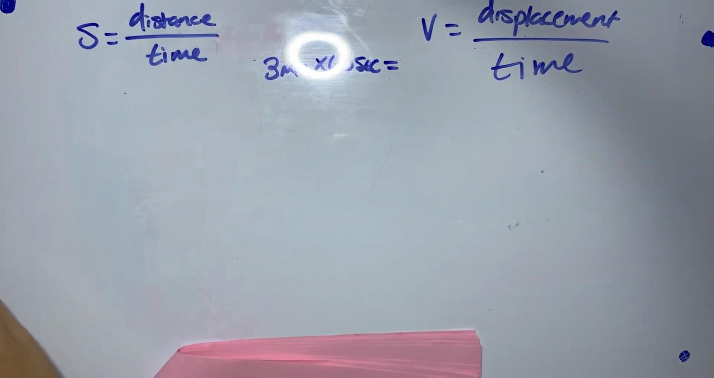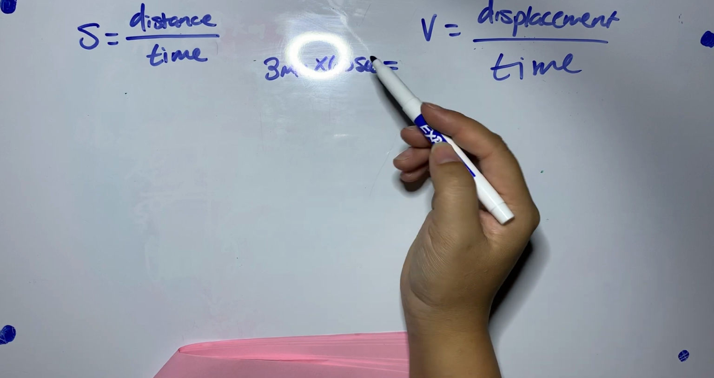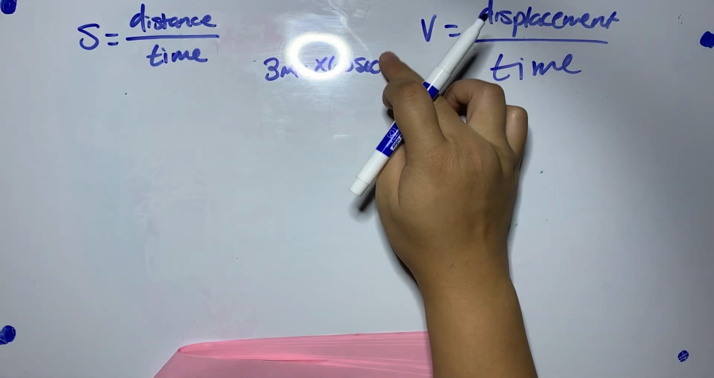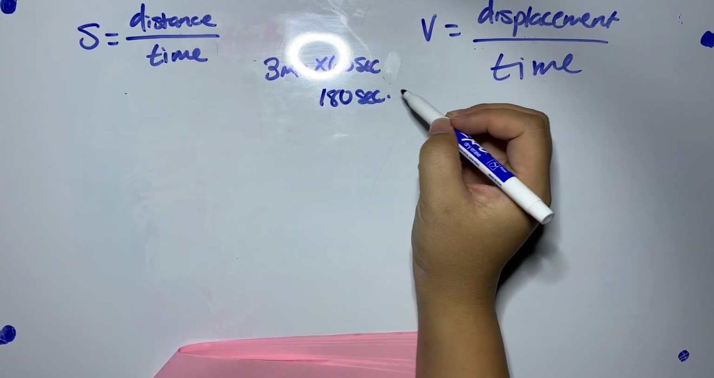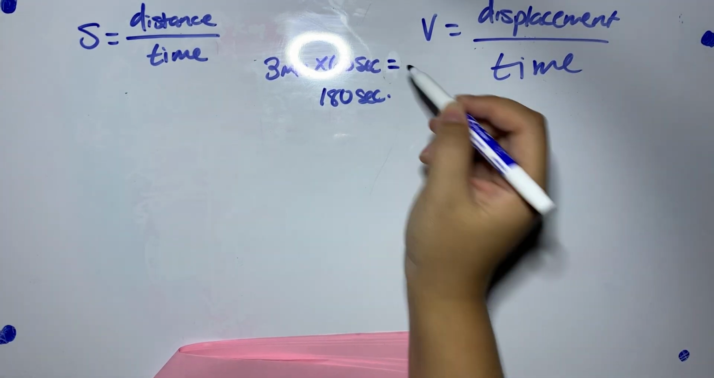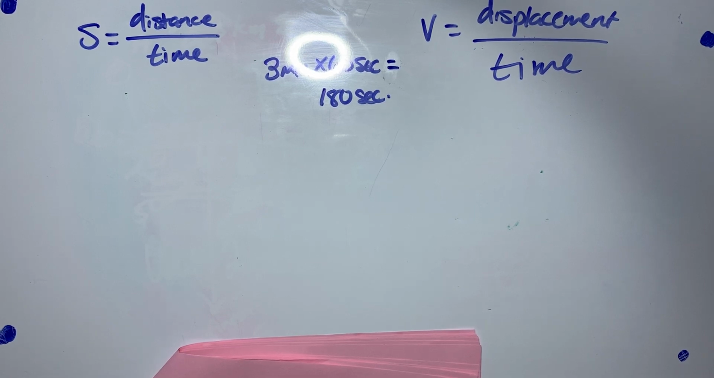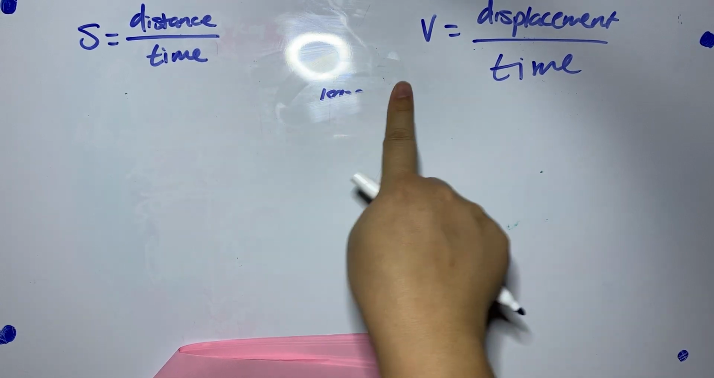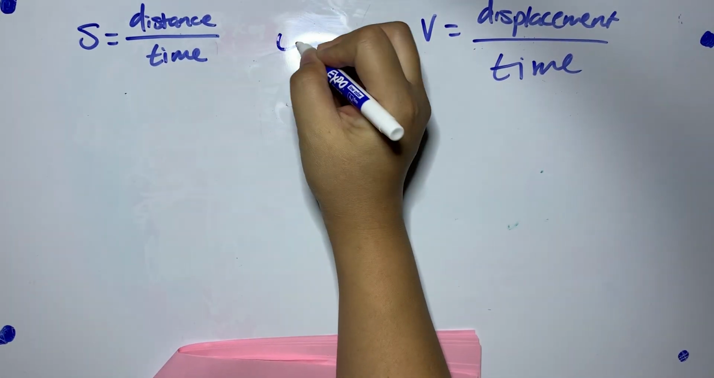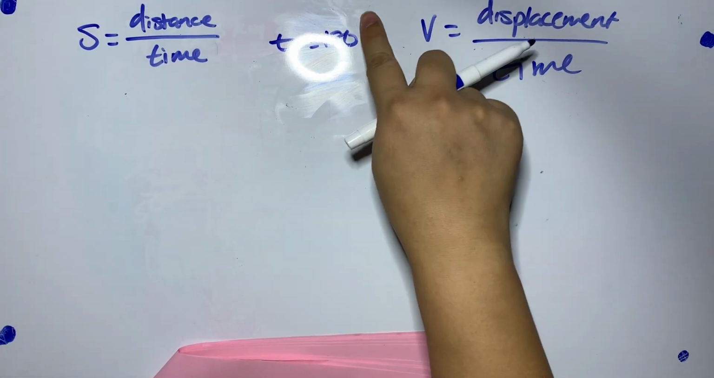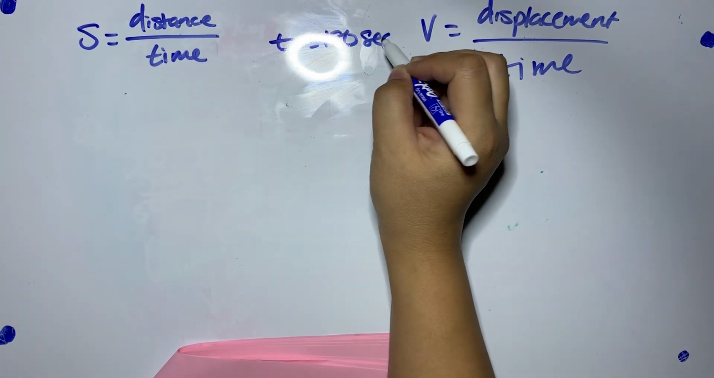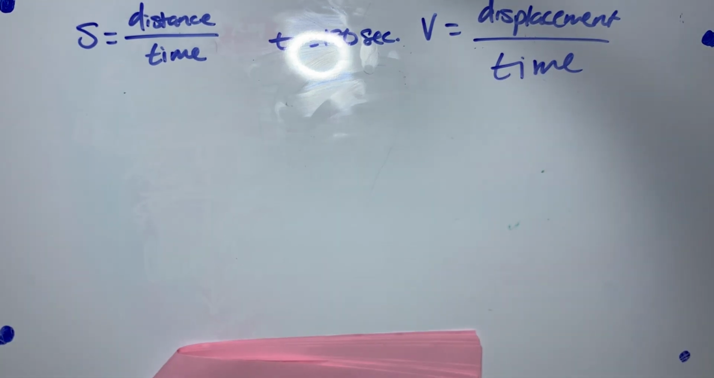Okay, 3 times 6 is 18, so it's going to equal 180 seconds. That is our time. Okay, hopefully everybody understood how I got that. Okay, I'm going to erase it real quick. So we know that our t is 180 seconds.